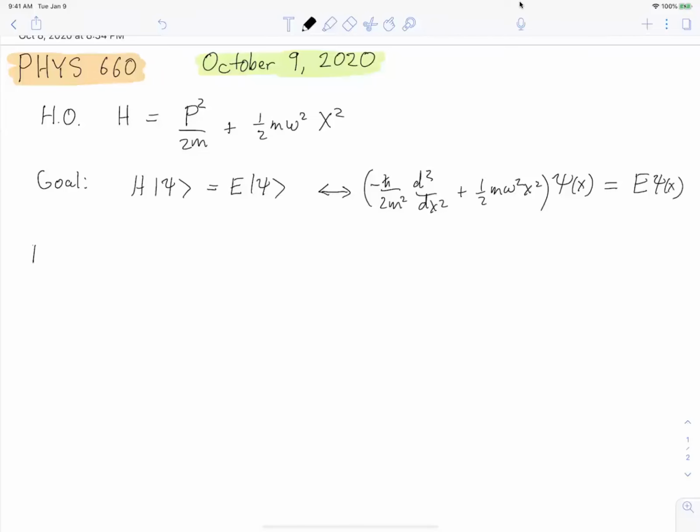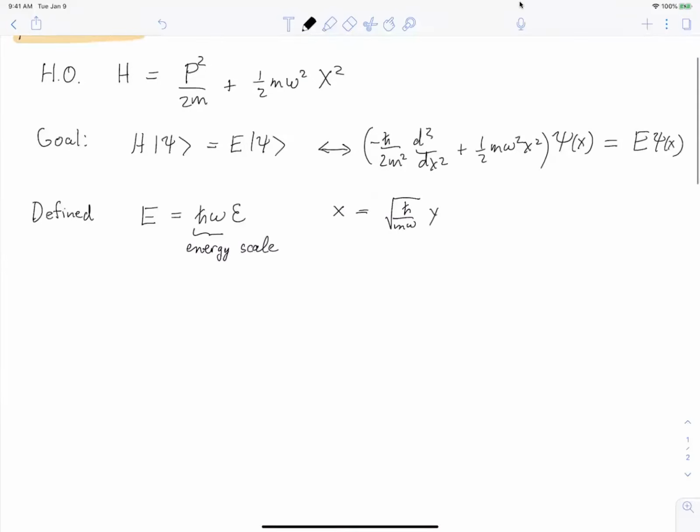And what we did, we defined the energy eigenvalue to be h bar omega times a dimensionless quantity. So the h bar omega defines the energy scale of the problem. And then we defined the position to be a length scale times y. So this is a length scale, which we called b.